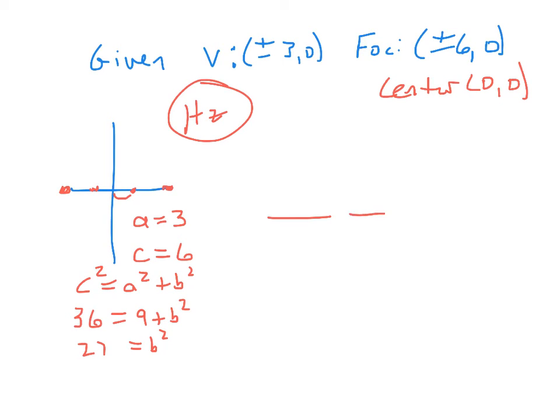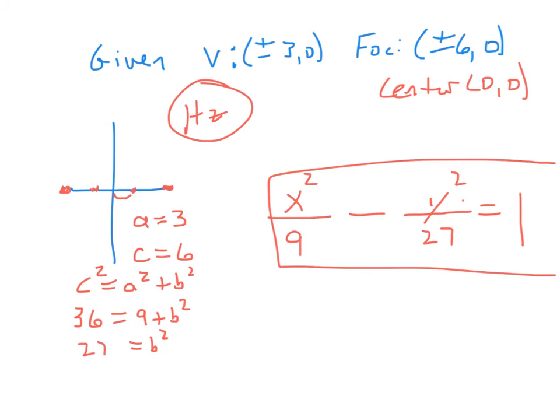So when I do a hyperbola, this is my goal, is to get it into this equation. Since my center's at the origin and it's horizontal, I know x² goes first, y² goes second. I now know that a² is 9, sorry, b² is 27. That would be my answer for that question.